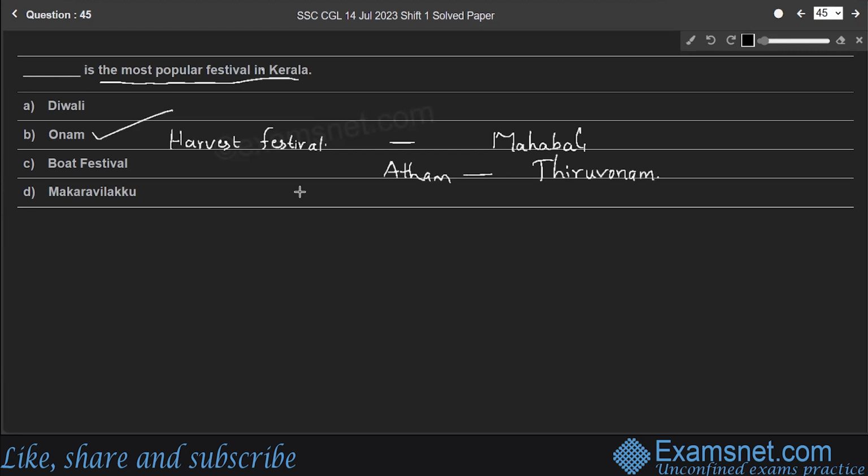Each of the days from Atham to Tiruvonam marks a certain stage of Mahabali's journey to Kerala, creating Pookalams. So, creation of Pookalams. It's the most iconic tradition associated with Onam. So, creating Pookalams means made of flowers, right? So, for this question, Onam is the most popular festival in Kerala. Option B.